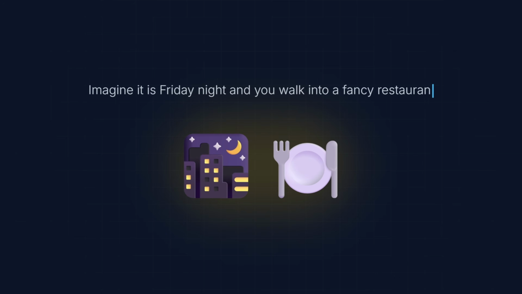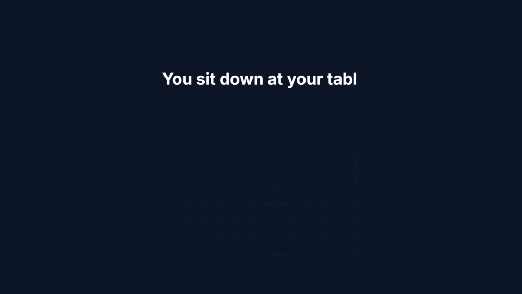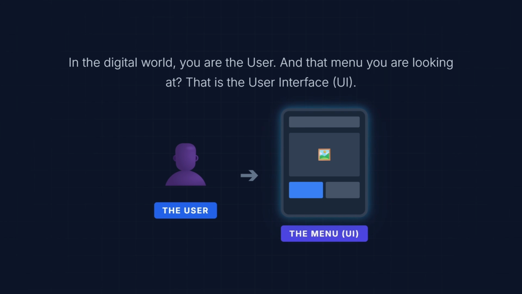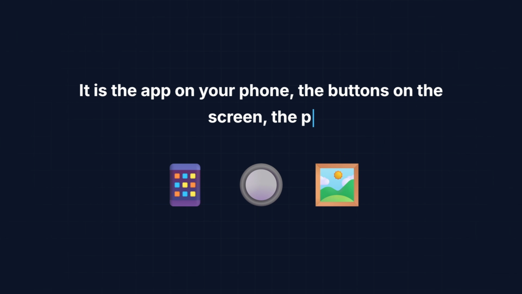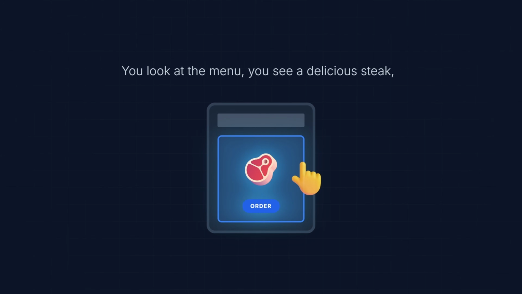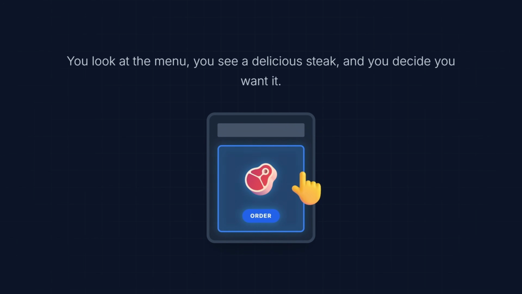Okay, imagine it is Friday night and you walk into a fancy restaurant. You sit down at your table and you open up the menu. In the digital world, you are the user. And that menu you're looking at, that is the user interface. It is the app on your phone, the buttons on the screen, the pretty pictures you can click on. You look at the menu, you see a delicious steak, and you decide you want it.